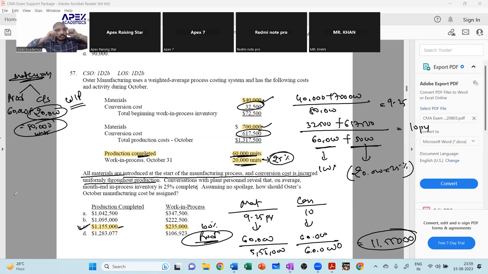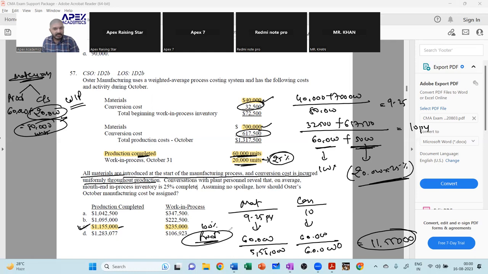Okay, sir. You wrote it, no? Yes, sir. Why did I tell you that? Because this doubt is going to come. Why you are not writing 5 over here also? But that work material is 100% done. Got it? Yes, sir. But why you took only 5,000 here? Because that's only 25% done. Got it? Yes, sir.